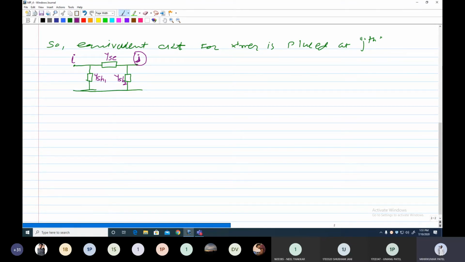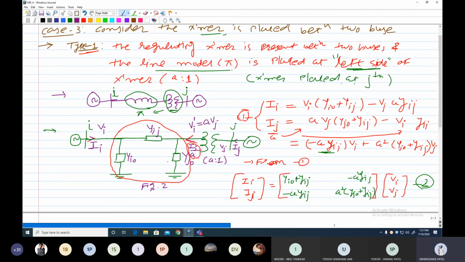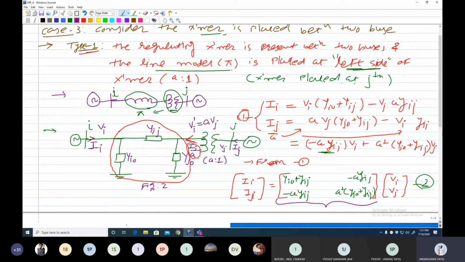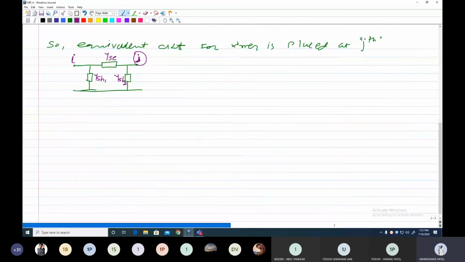from the matrix which we have derived in equation number 2? Yes, from this matrix, help me to write down the values of these series and shunt elements. Just look at this matrix and help me to write down these series and shunt elements. Yes, anyone from your side?